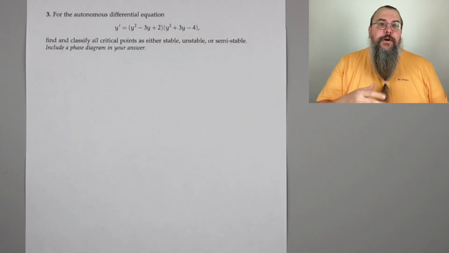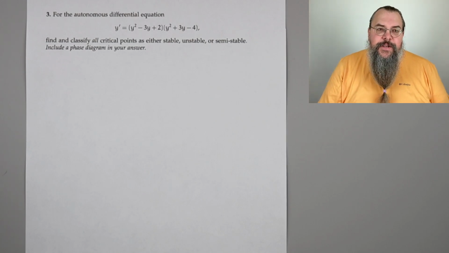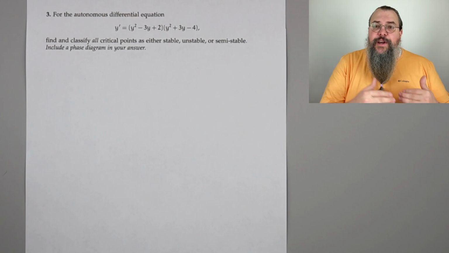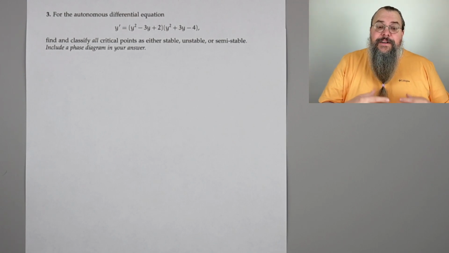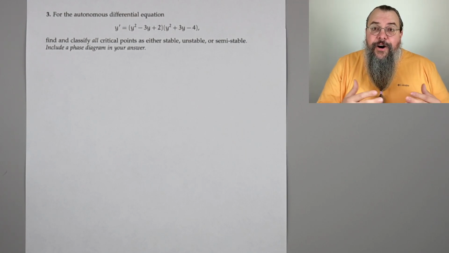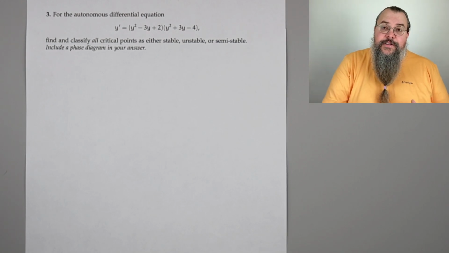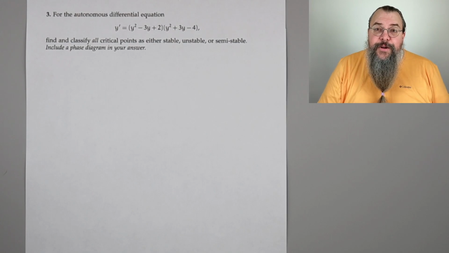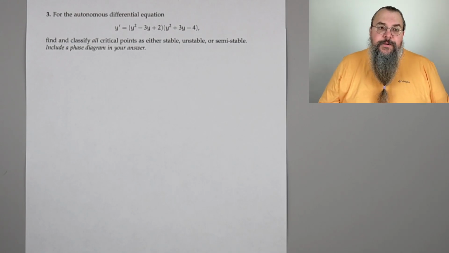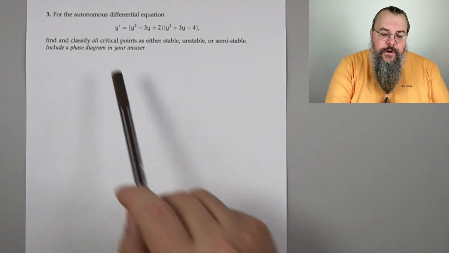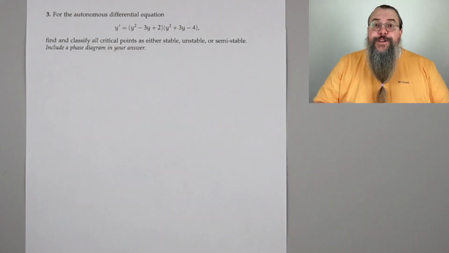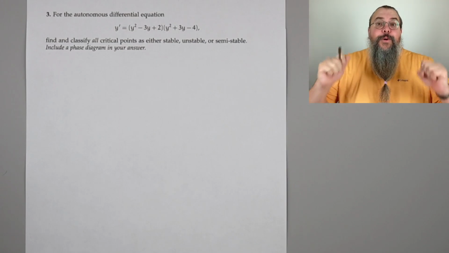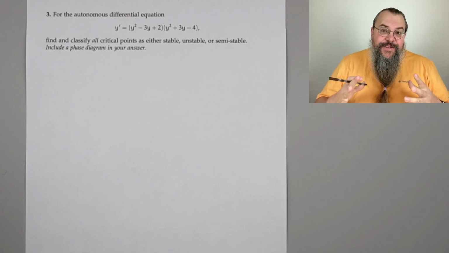Number 3. For the autonomous differential equation, y prime is equal to y squared minus 3y plus 2 times y squared plus 3y minus 4, find and classify all the critical points as either stable, unstable, or semi-stable. Include a phase diagram in your answer. Well, what do we have? Now, autonomous just says y prime is a function of y. The good news is we don't have to solve. Woohoo! We do have to do something.